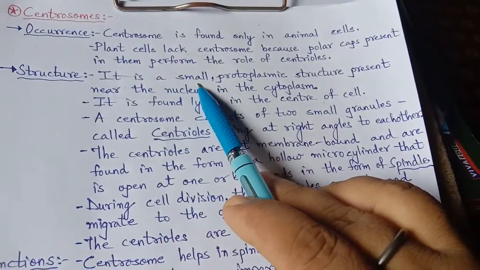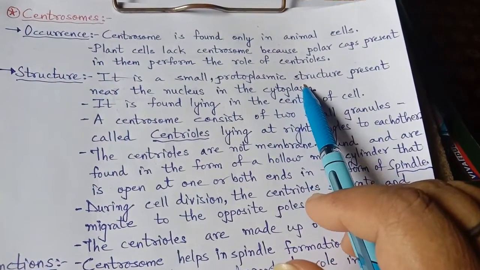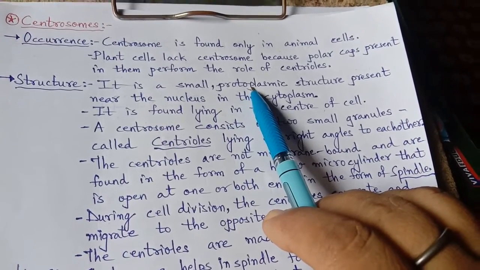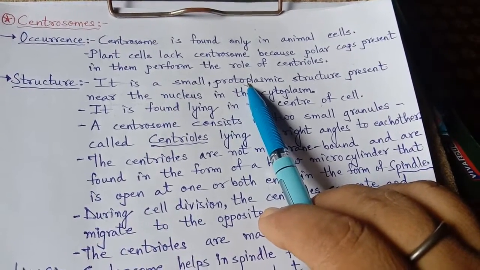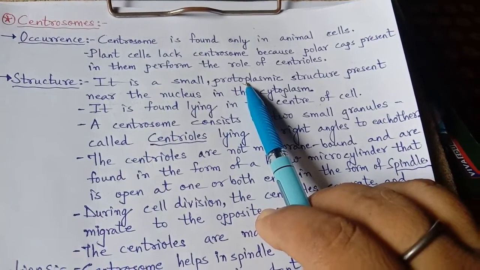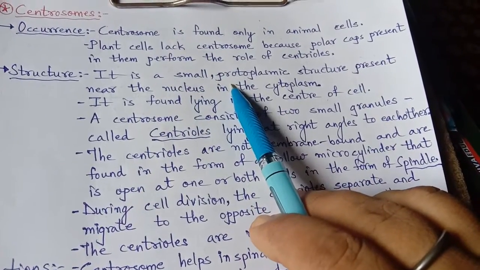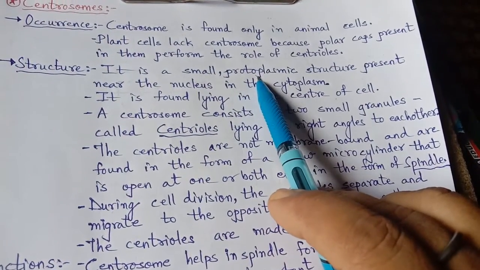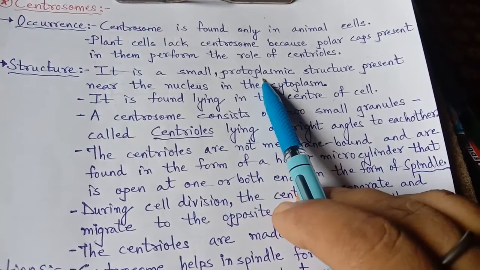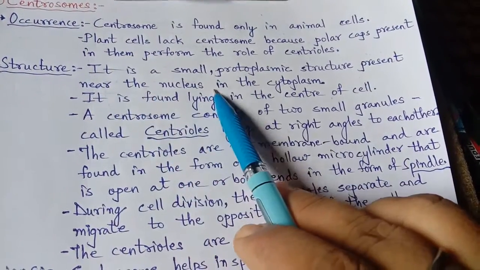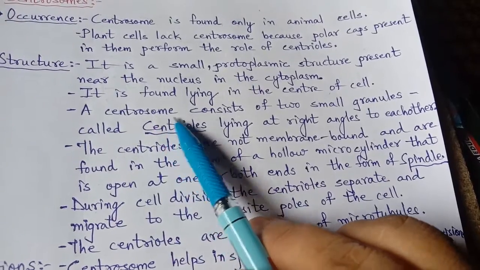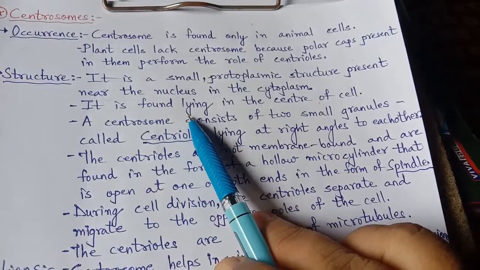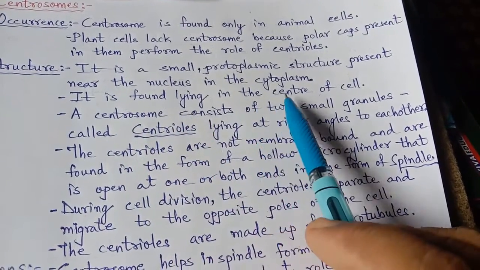Centrosome is a small protoplasmic structure. Protoplasmic, we know what protoplasm is. Liquid, fluid, viscous, sticky, in which the cell develops. Like this, centrosomes are small and they have a protoplasmic structure. That means the structure is like protoplasm, which is present near the nucleus in the cytoplasm. Near the nucleus in the cytoplasm, centrosomes are found. It is found lying in the center of the cell.